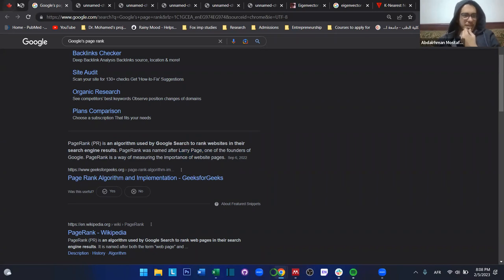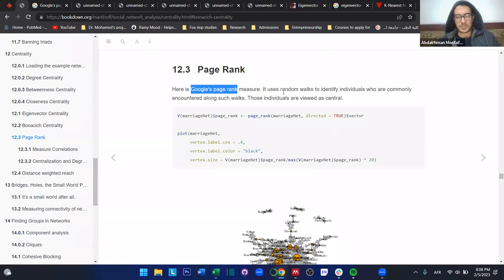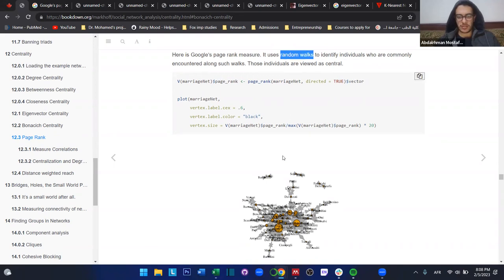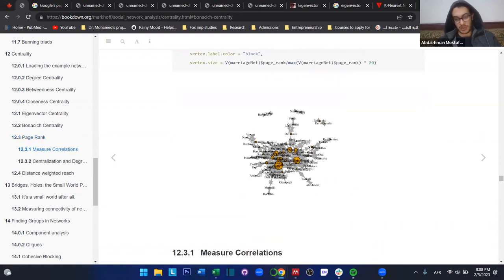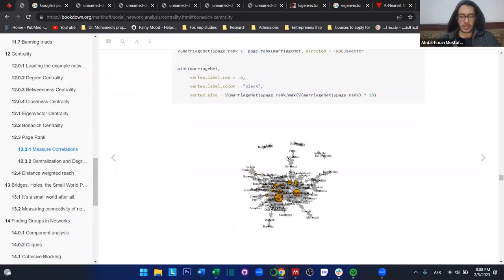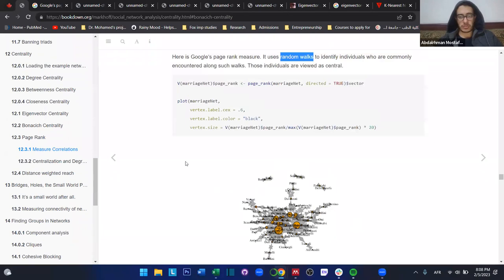Yeah, that's interesting. Okay. And what it does is it uses random walks to identify families who are commonly encountered along such walks, and they are viewed as central. A random walk in that context would pick a certain family at random and then walk in a random direction for a random number of steps, I imagine, and count how many families were encountered during that walk, and then repeat that and see which families were encountered the most during those walks. In that case, those families would be viewed as central.